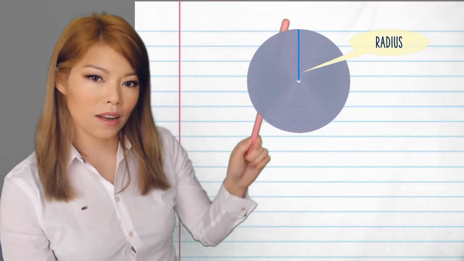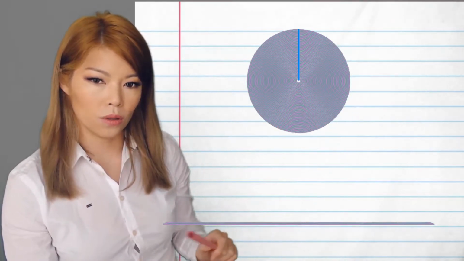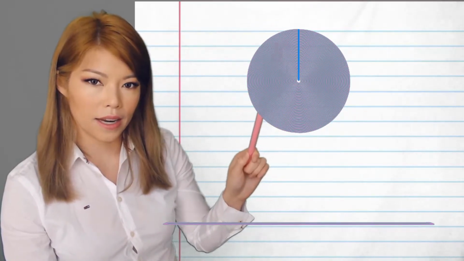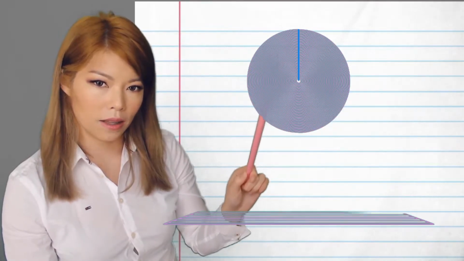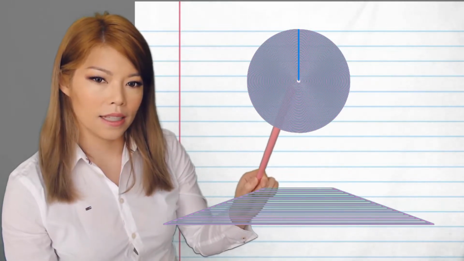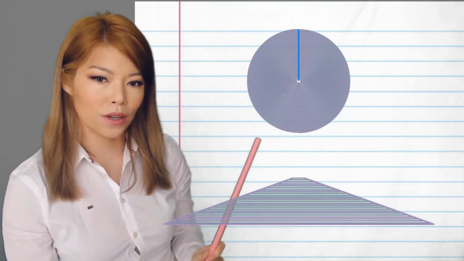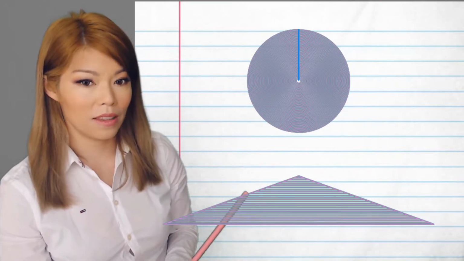Now if I cut along this radius, the first part that will pop up will be really long, and then the next part that will pop up will be a bit shorter and a little bit shorter and shorter and shorter until I get to the very last little bit in the middle. So it's going to make this shape over here. What do you notice about this shape?